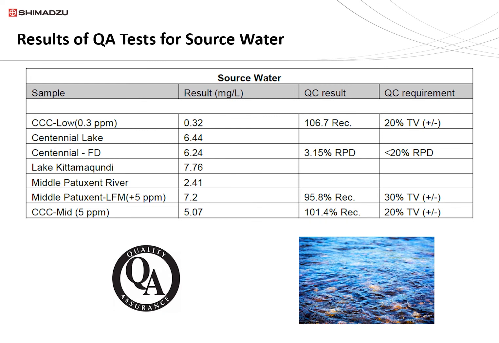For example, the QC results for the 0.3 ppm were 106.7%, within the 20% TV value. The Centennial FD, or field duplicate, was 3.15, relative percent difference within the 20% RPD. The Little Patuxent spike with the 5 ppm resulted in 95.8%, well within the 30% true value. And the continuing calibration picked a midpoint this time, and you can see how close it is at 101.4% recovery.